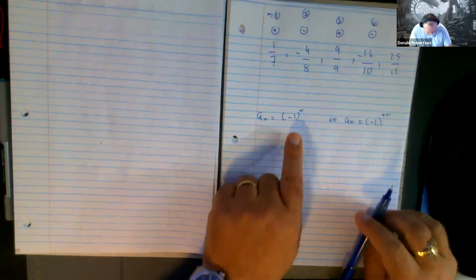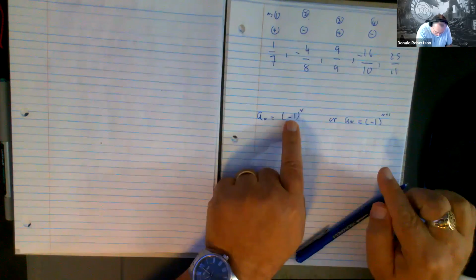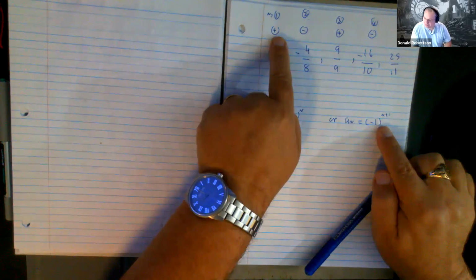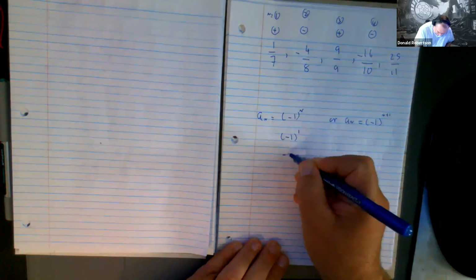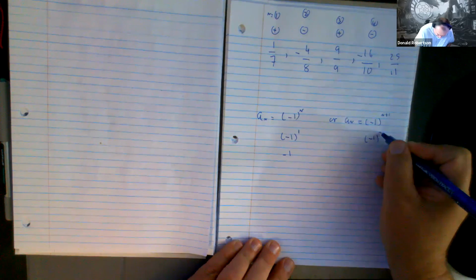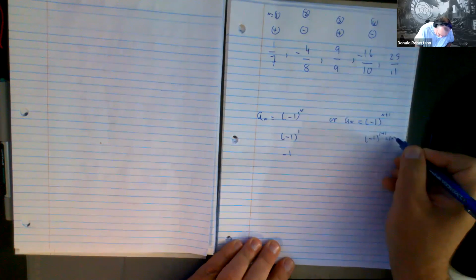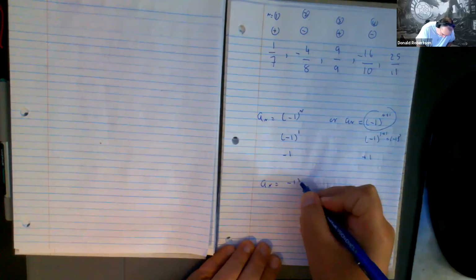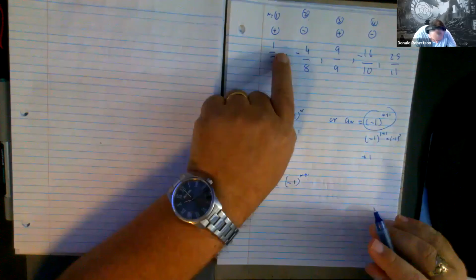So all I do is I plug n equals 1 into this guy, and I plug n equals 1 into this guy, and whichever one matches, in this case positive, is the one I'm going to use. So (-1)^1 is -1, and (-1)^(1+1), which is (-1)^2, is +1. Do you see I want this version? Because it is positive. So I've now got that out the way. So basically, forget about the pluses and minuses now. Right, they're done. Now we'll focus on the top.